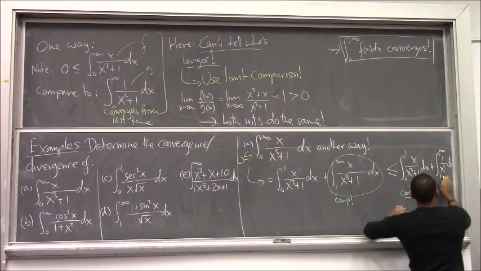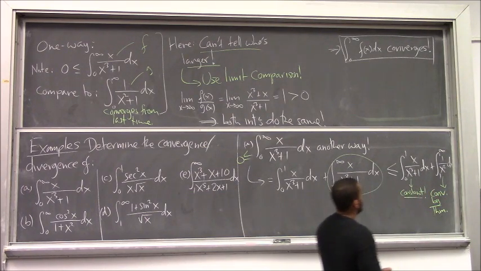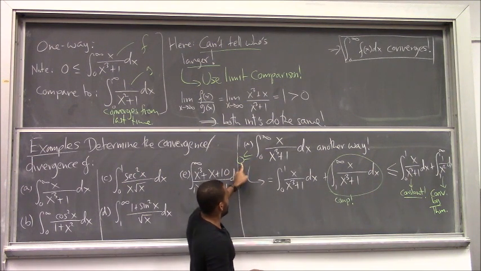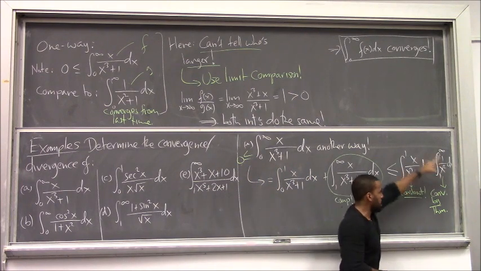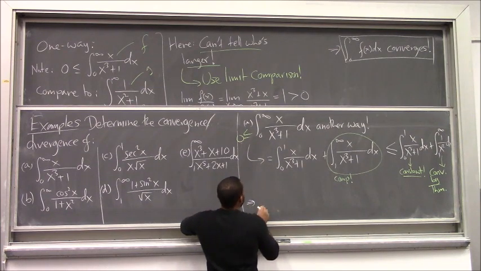This guy, we know, converges by theorem. So I just showed that this guy is greater than or equal to 0. He's also less than or equal to some other thing that converges. And so I can show that this guy converges by direct comparison.